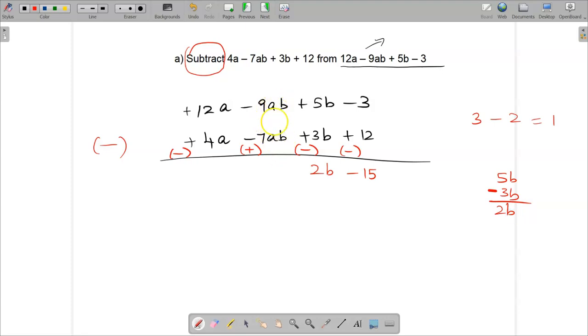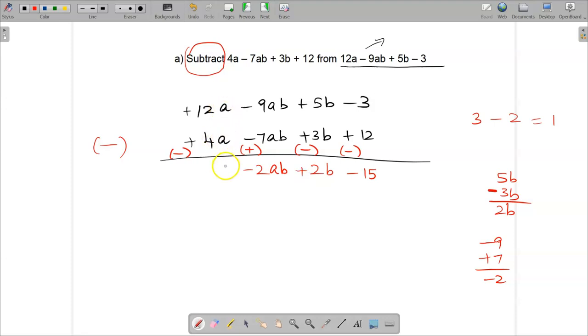Similarly for the other terms, whatever the variable is we write as it is, that is here it is ab. What about the coefficient? In the first expression I have minus 9, in the second expression I have plus 7. Minus 9 plus 7 is minus 2. So here I have minus 2ab, and here plus 2b. Just put the sign for each and every term.